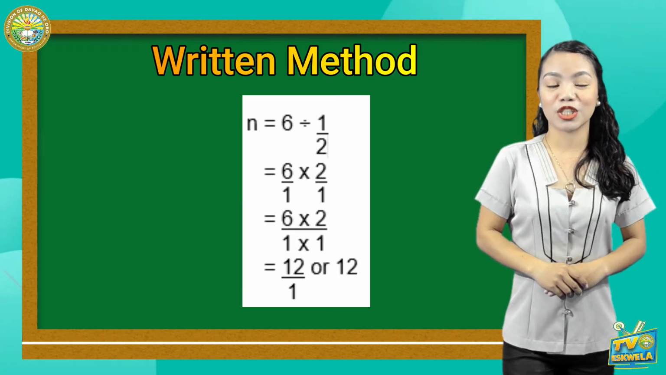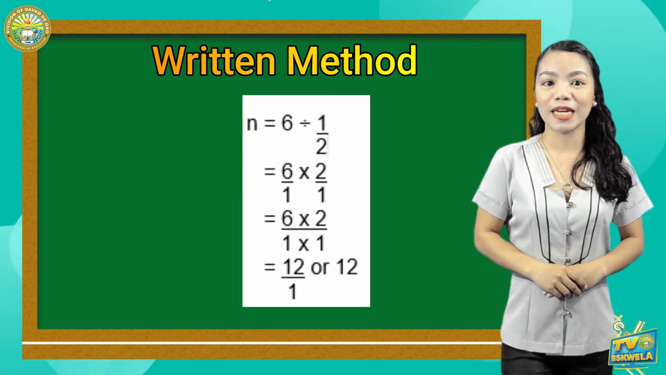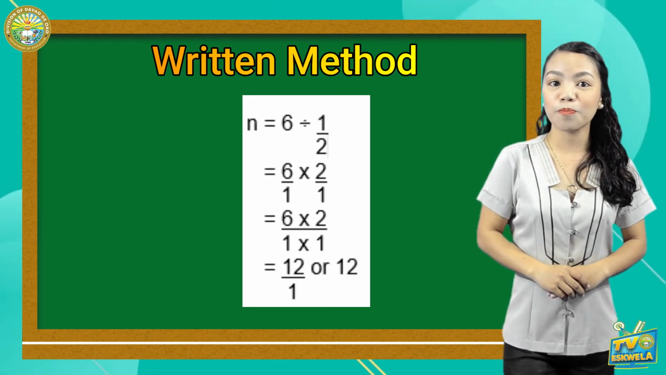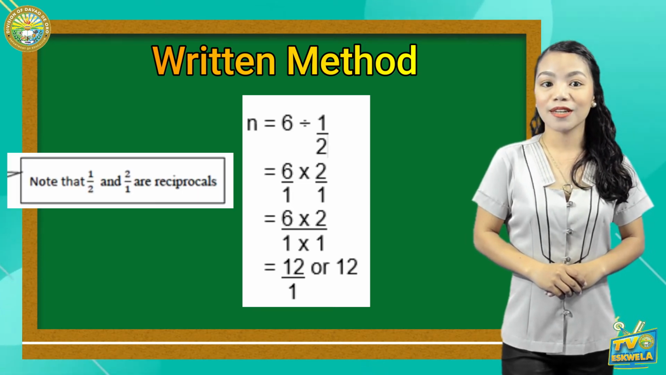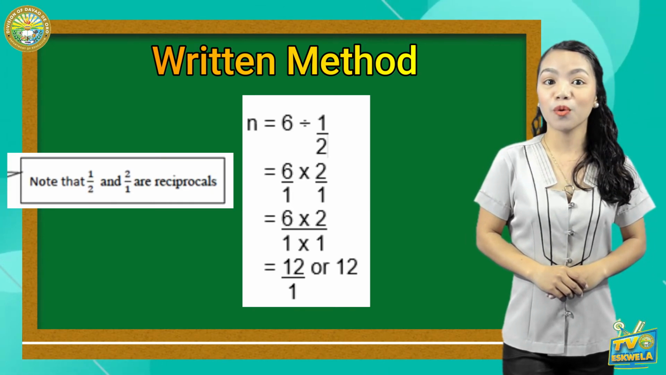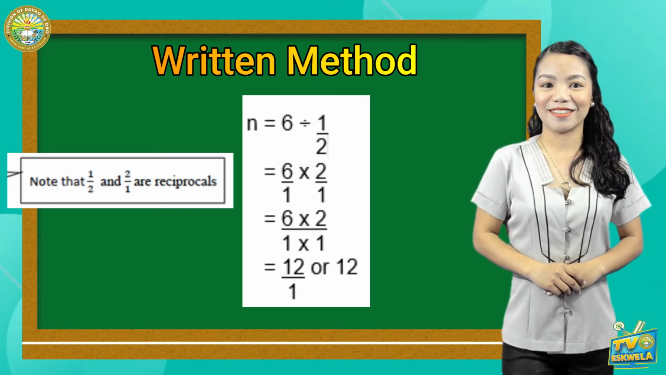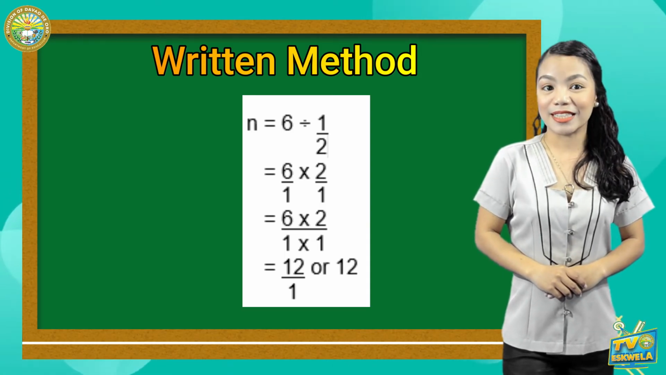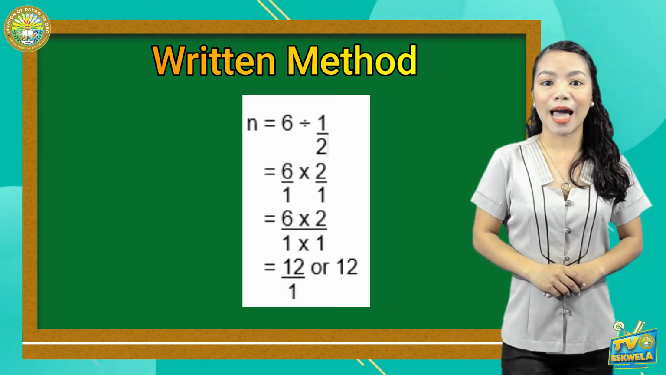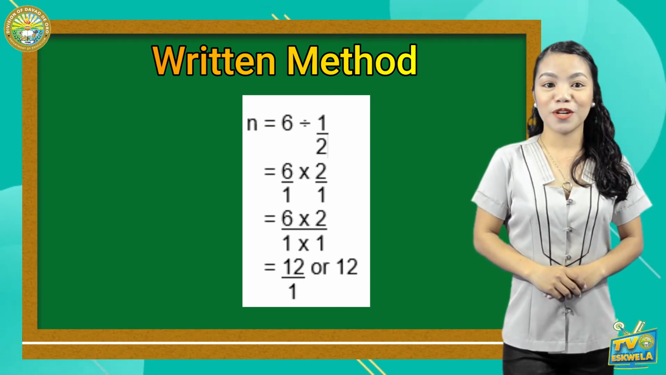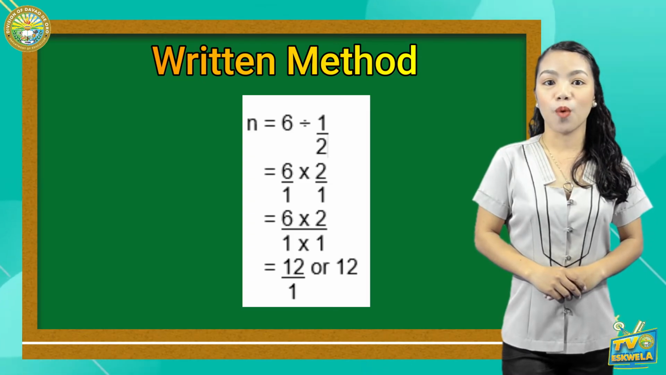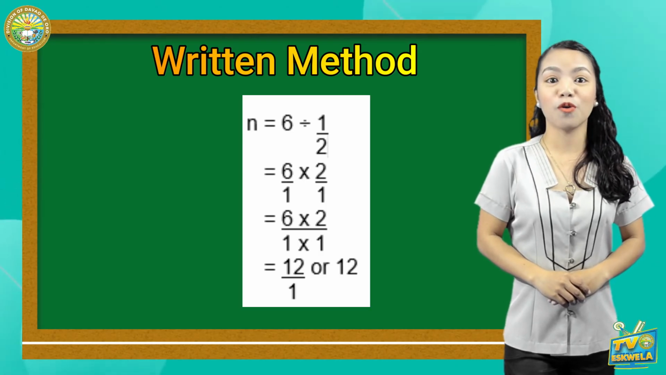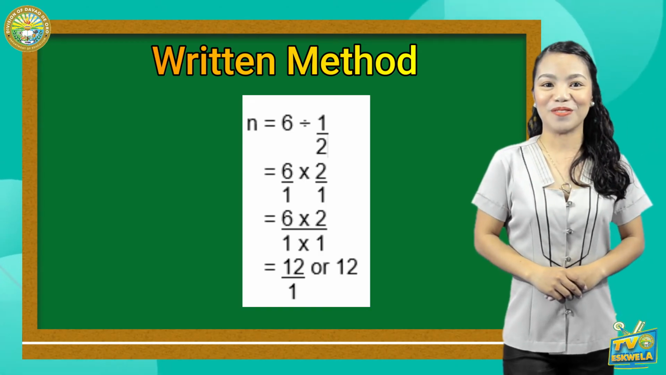We then simply change the operation to multiplication and then inverse the multiplier into its reciprocal fraction. Note that 1/2 and 2/1 are reciprocals. And we proceed to the multiplication of fractions. That is, 6 multiplied by 2 is 12 and 1 multiplied by 1 is 1. Therefore, the product is 12/1 or 12.